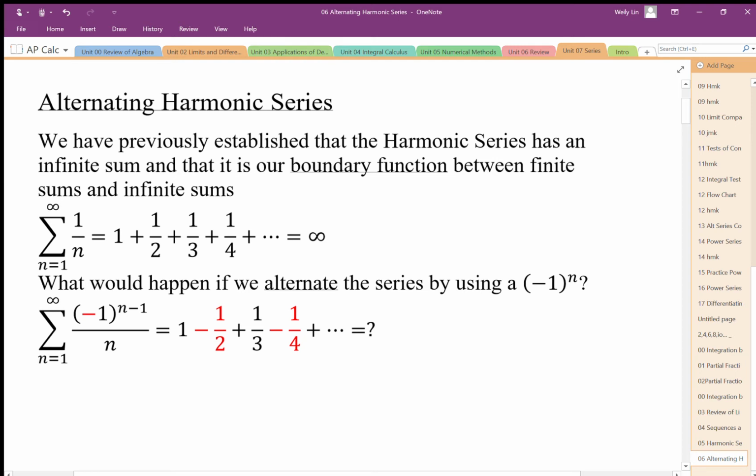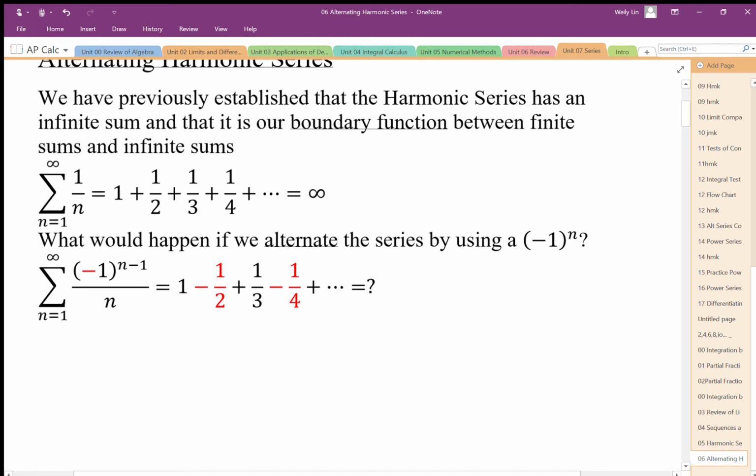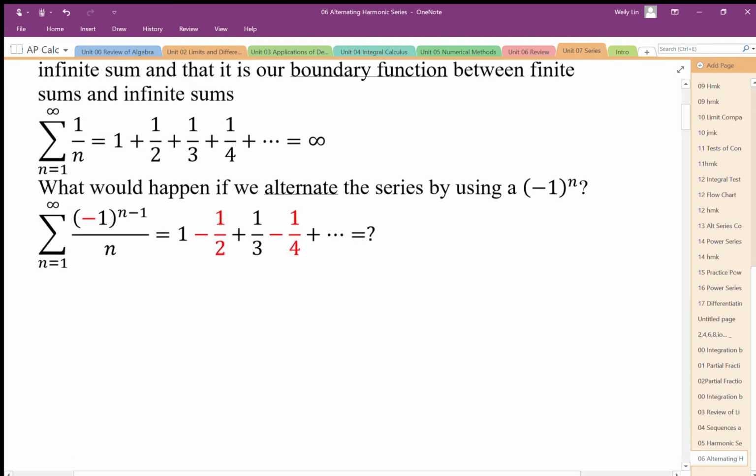So for these, every second one is going to end up with a negative term, which affects our sum. So what should happen then? If all of these are positive, it's infinite. If half of these are negative, it's got to be less. Now, less than infinite could be infinite. We don't know. Less than infinite could also be finite. So what's going to happen here?